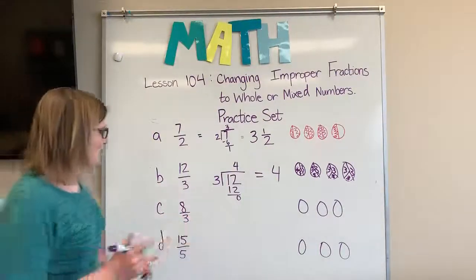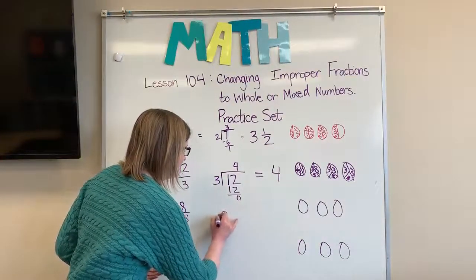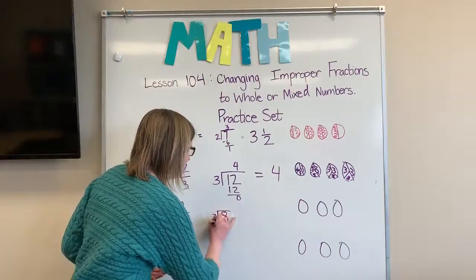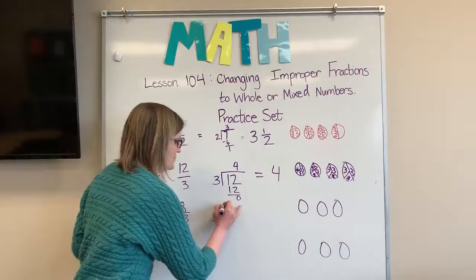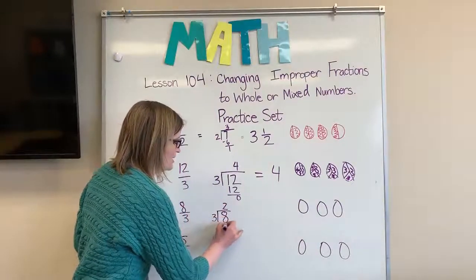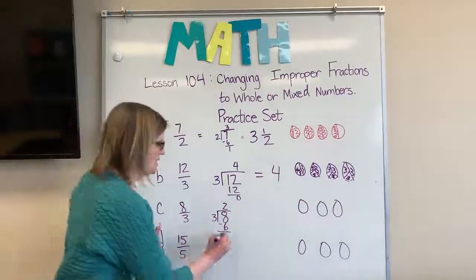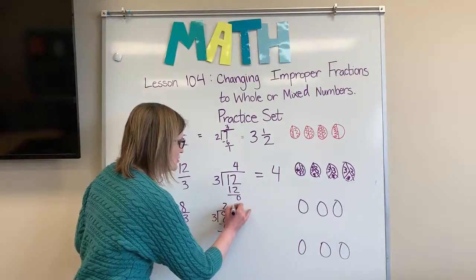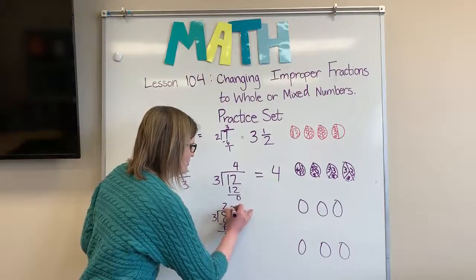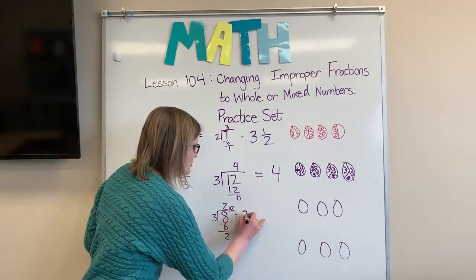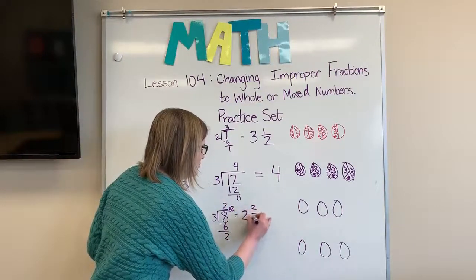8 thirds. What do we do? We take our numerator, the number 8, we divide it by 3. 3 can go into 8 2 times. 2 times 3 is 6. We subtract. 8 minus 6 is 2. So 2 is our remainder. So we know that this is going to be 2 wholes and 2 thirds.